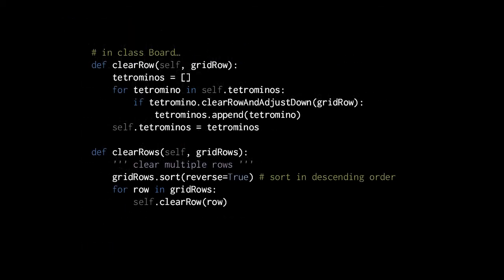To clear a single row of the board, we have clear row, which invokes on each Tetramino the method clear row and adjust down. If the Tetramino still has remaining blocks, clear row and adjust down will return true, in which case we add it to the new list of Tetraminos. So effectively, Tetraminos without any remaining blocks get discarded. The clear rows, plural, method does the same as clear row, but to multiple rows. Because clearing a row moves every block above down by 1, we need to clear the rows from top to bottom. This simply requires sorting the row indices in descending order, which we do here with the list sort method with the reverse argument equal to true.